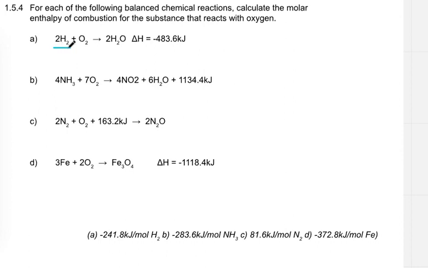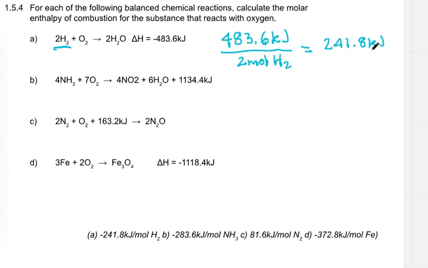So if we're talking about hydrogen, the way to think of this is this reaction makes 483.6 kilojoules for every 2 moles of hydrogen you put in. If you divide that out, you get 241.8 kilojoules per mole of hydrogen. And if they're just saying calculate the molar enthalpy, then we should be good about the signs. So I'll carry this. There was a negative on this. I'll put a negative on my finished answer.